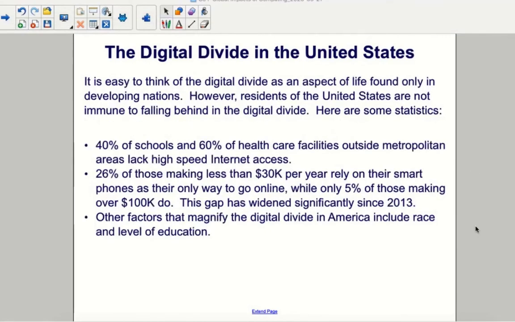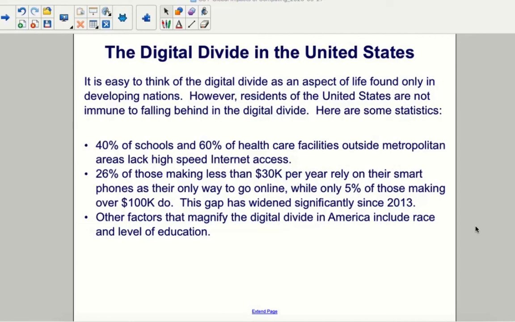It is easy to think of the digital divide as an aspect of life found only in developing nations. However, residents of the United States are not immune to falling behind in the digital divide. Here are some statistics. 40% of schools and 60% of healthcare facilities outside metropolitan areas lack high-speed internet access.